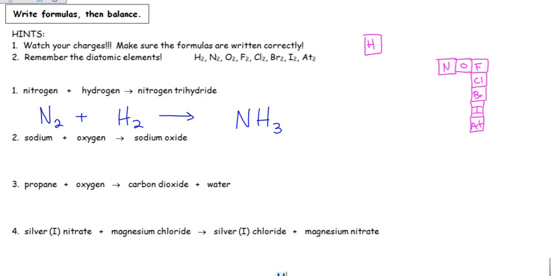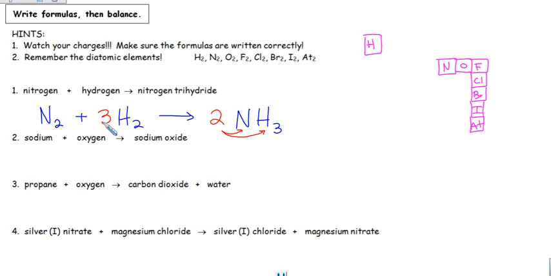And now the balancing, this should be the easy part. I'm going to need 2 nitrogen, so I'll put the 2 way out in front. Not only does that double my nitrogen, but it also doubles my hydrogen, 3 times 2. Cool, done. 2 nitrogen, 6 hydrogen.